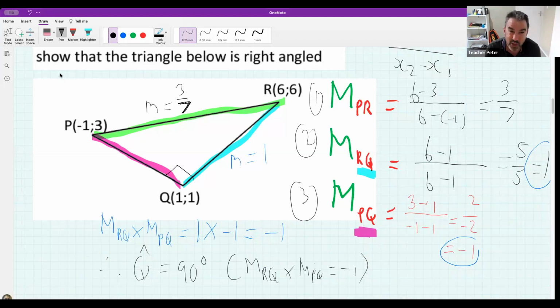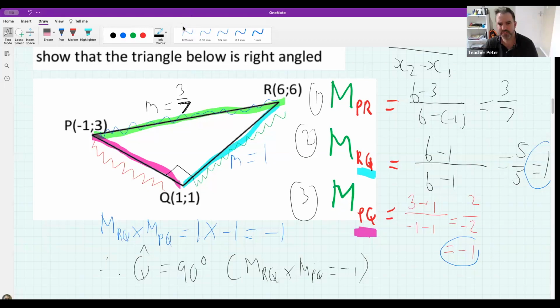There is a longer way. The longer way is to find this distance here, find this distance here, and find this distance here. And after you find the distance, you show the square of the green one is equal to the square of the pink one plus the square of the blue one. And that's called converse Pythagoras, but it takes way longer. And so my recommendation is that we use the gradients to help us show that they're perpendicular.